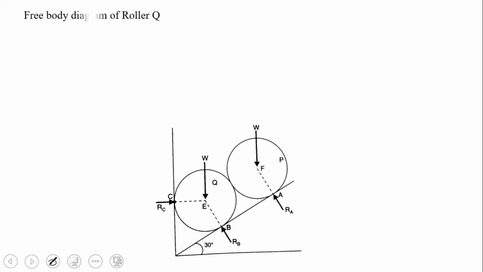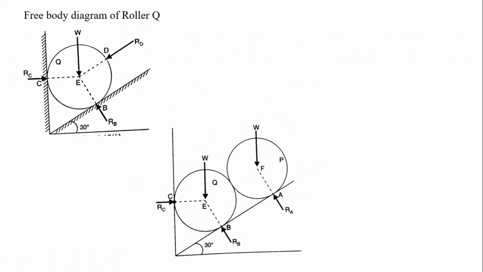Now the free body diagram of the roller, already we discussed. So the RD is a support. So when we are considering the roller Q, then the RD is towards Q. When we are considering the roller P, then the RD is towards the roller P, right. So W is acting downward and we are considering the reaction force at C, B, right, and D, right.